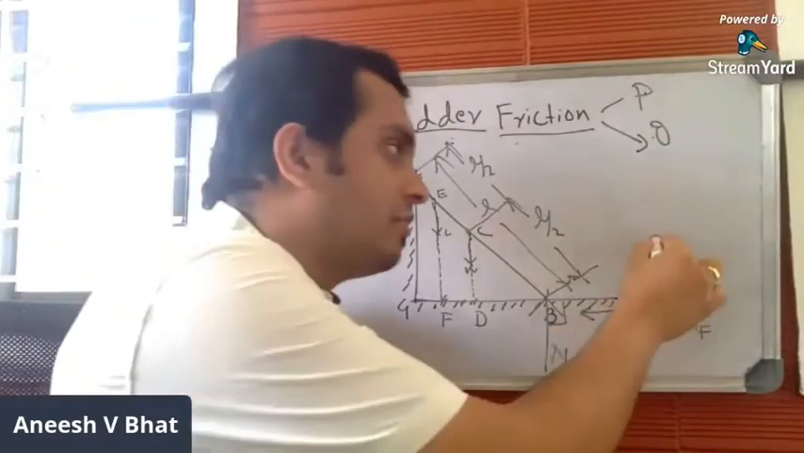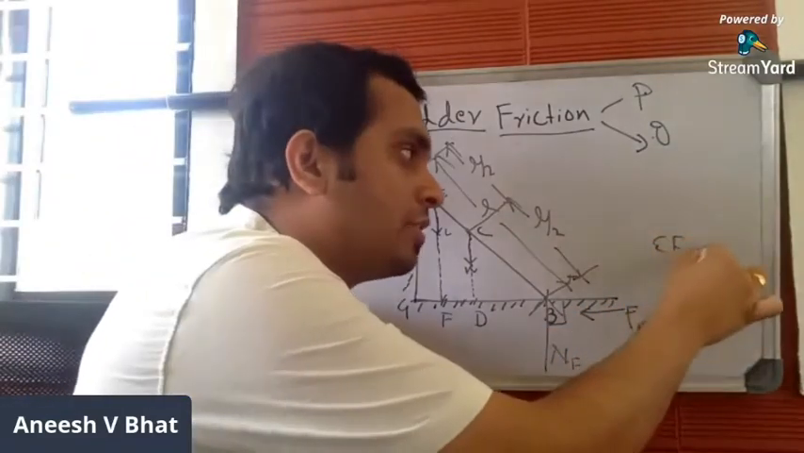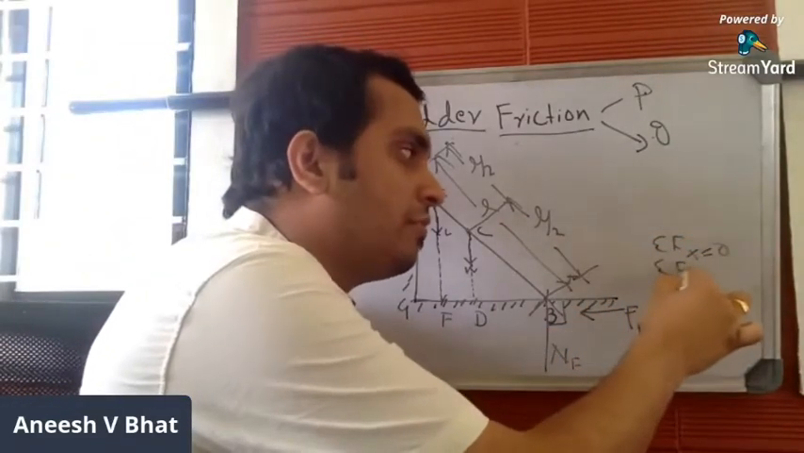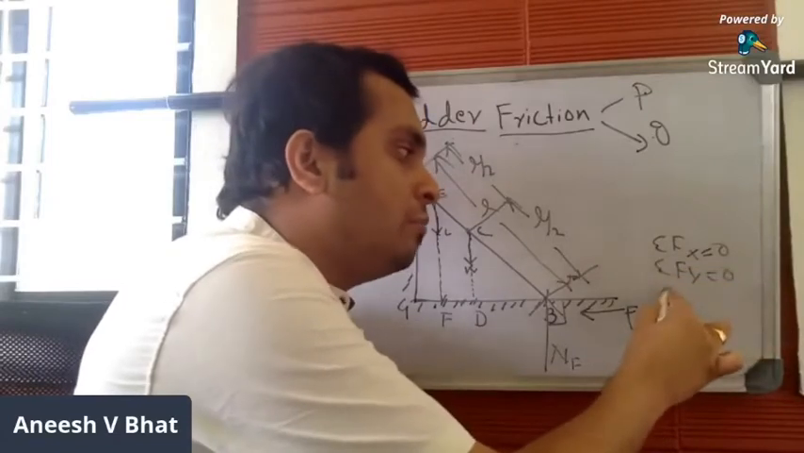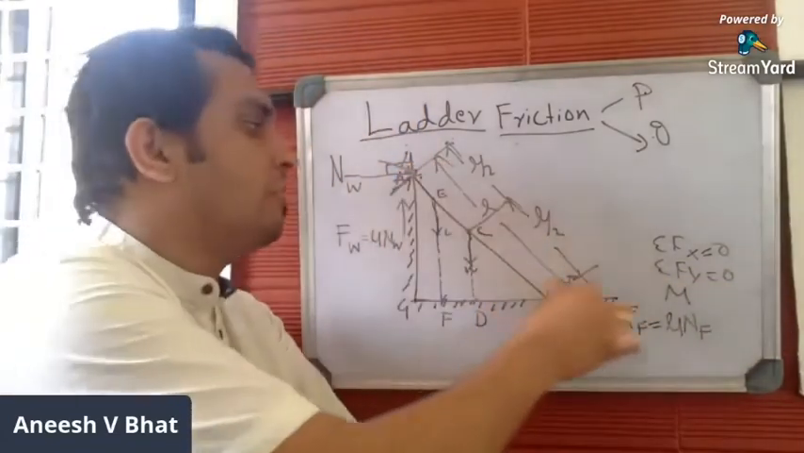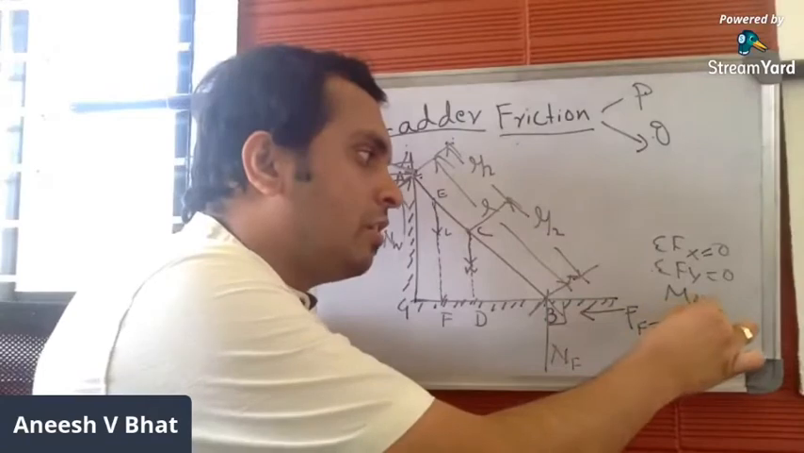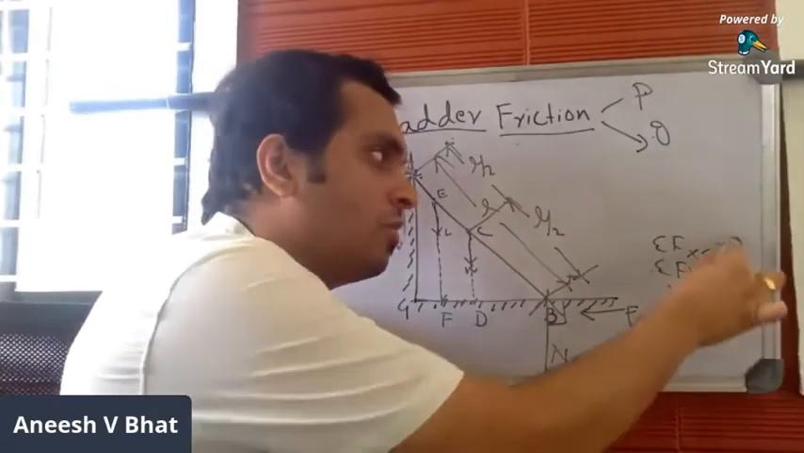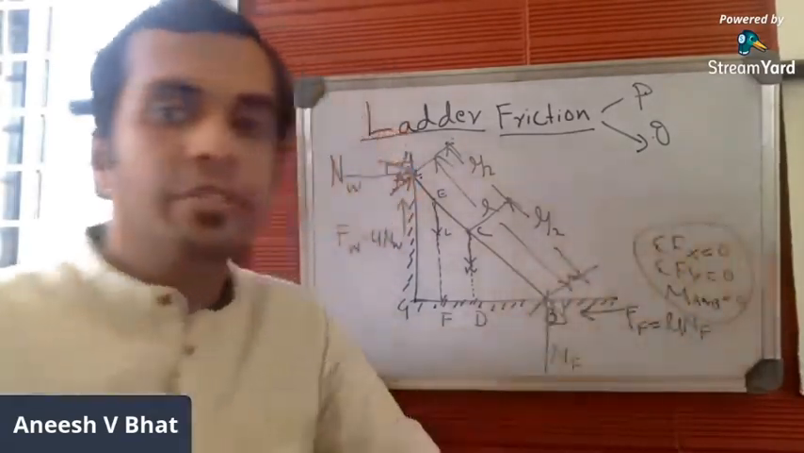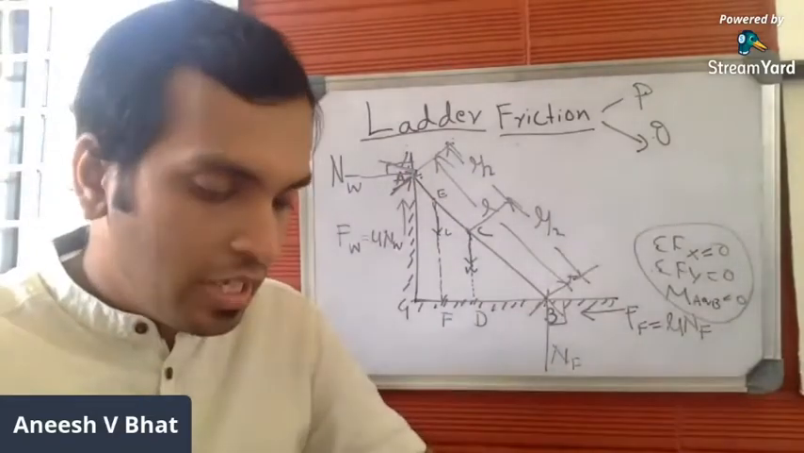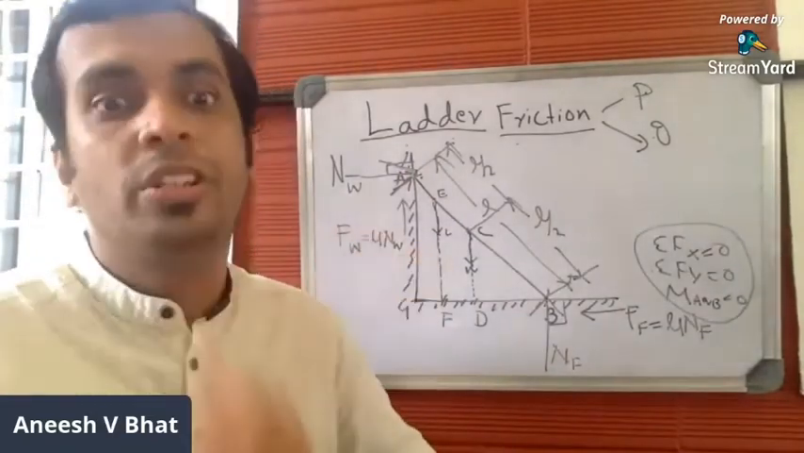Which are the 3 conditions of equilibrium? Summation of Fx equal to 0, summation of Fy equal to 0, and the moment either about A or B should be equal to 0. These are the 3 conditions of equilibrium which you'll be applying. Got it? So why 3 conditions? Because you don't draw the free body diagram.